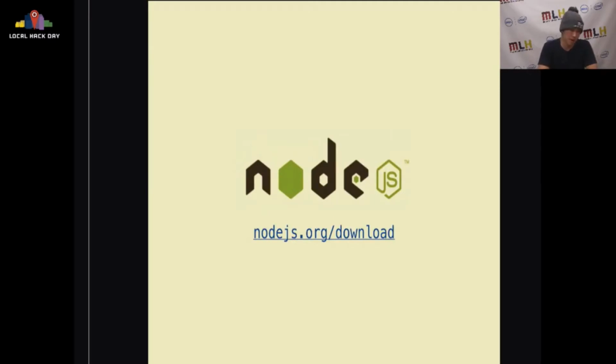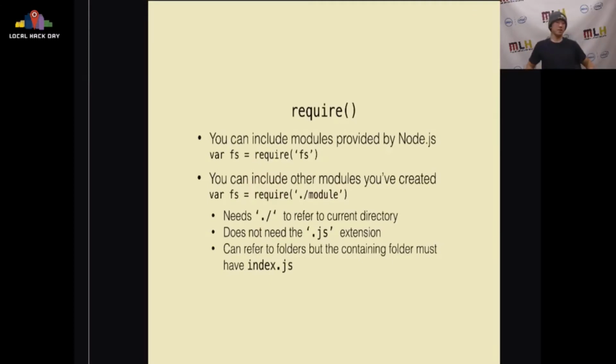So if you really want to follow along to my next part on how to write code in Node.js, you can just go to this link. There's a lot of different tutorials out there that can tell you how to get Node.js installed onto your machine. But I'll skip that part because it's kind of boring. So we're going to talk about how Node.js pulls in certain modules and how you can create your own modules.